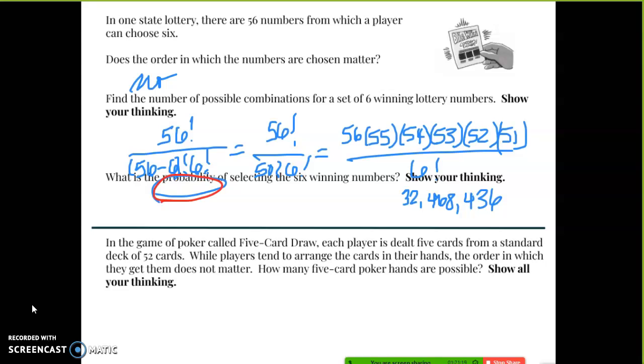What's the probability? Let's do that in a different color. The probability of selecting the 6 winning numbers is 1 out of 32,468,436.